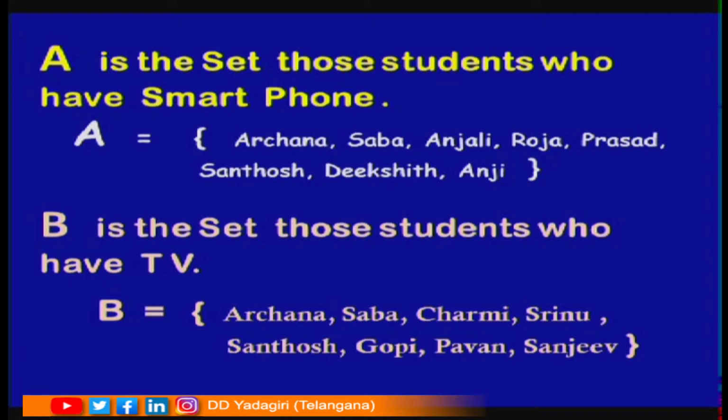Whatever sets you come across, you observe and see whether there is any common element. If there are no common elements, either A is a subset of B or B is a subset of A. You have to think in such a way. That is the way of visualization of sets when you come across them.